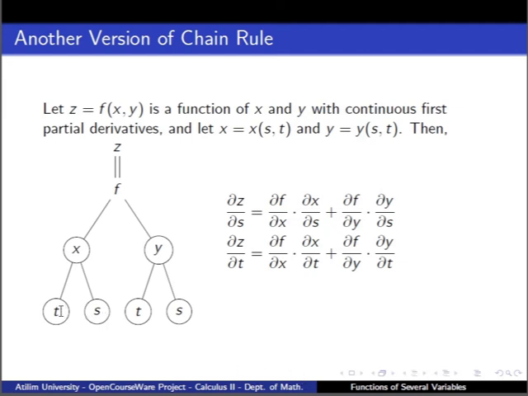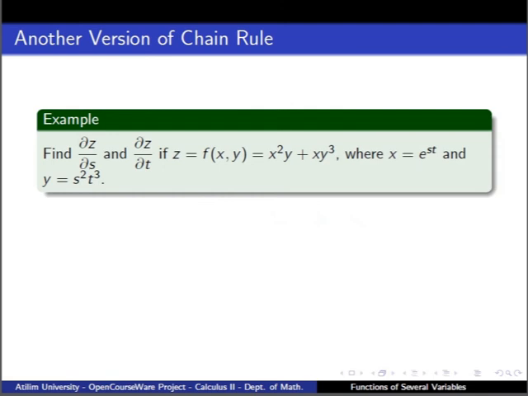Assume that, for example, this is an apple and this is an orange, or it can be another thing. At the end, we want to also know how many of them are collected. So we use this tree to write the equations on the right hand side, which is another version of the chain rule. In this case, if we want to use this version of the chain rule for the example, where z is given here, x and y are the functions of s and t.